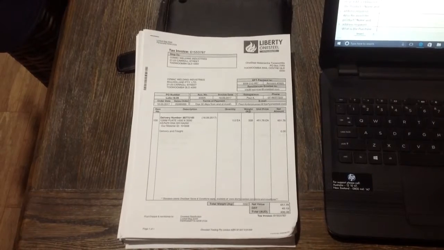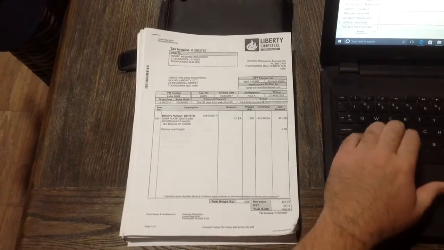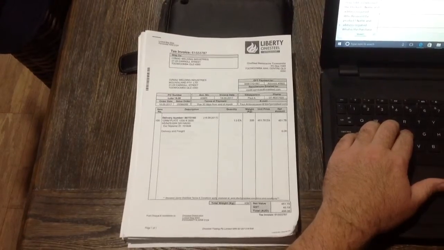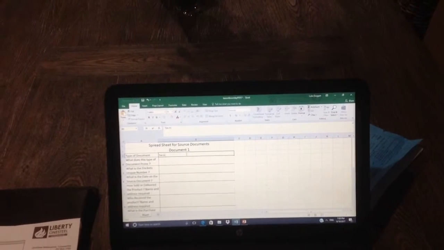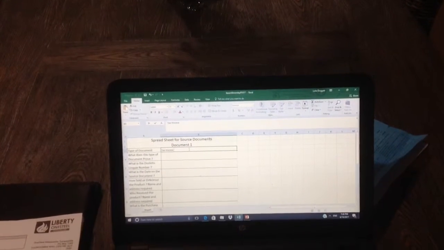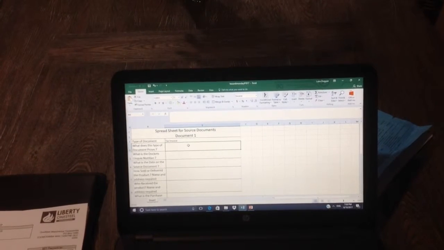You can either do this as a spreadsheet or in a notebook. And we're going to start by typing the type of document. This one is a tax invoice. It says it on the source document. And we'll just type tax invoice next to the document type.